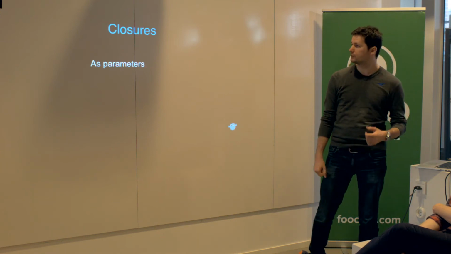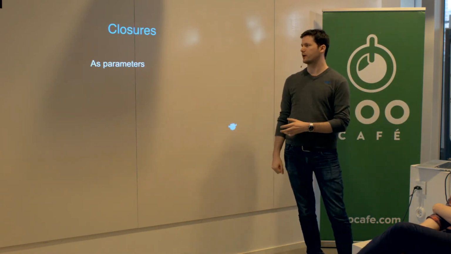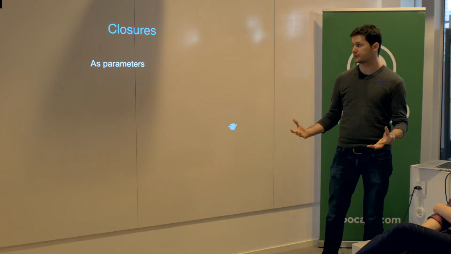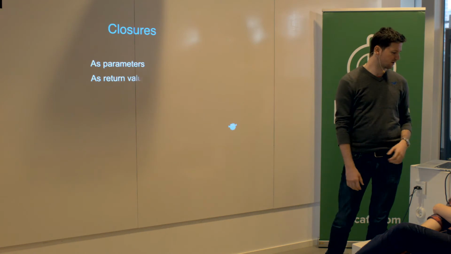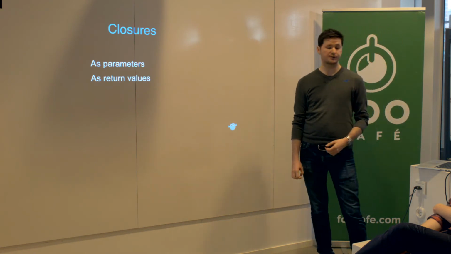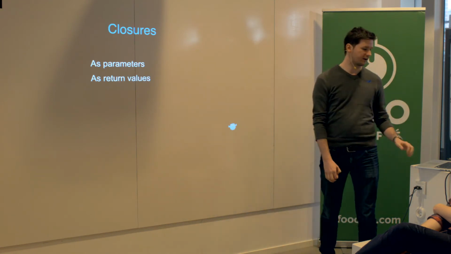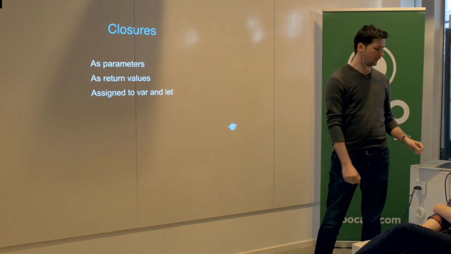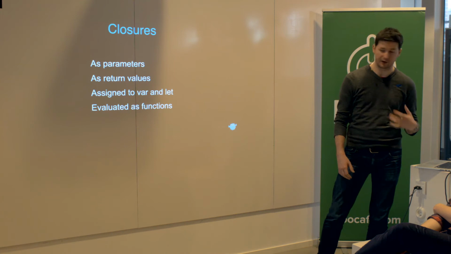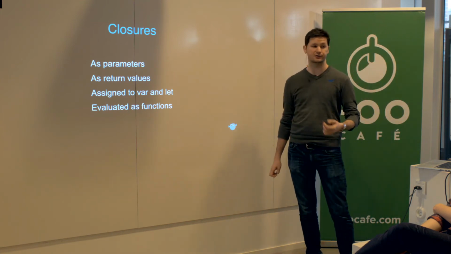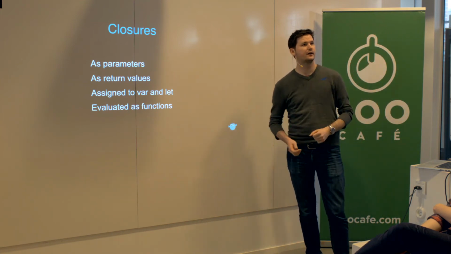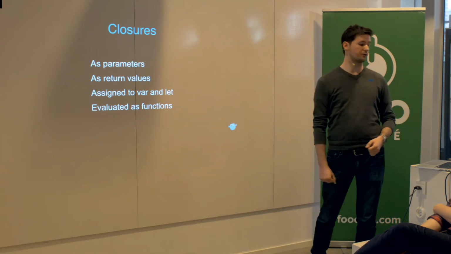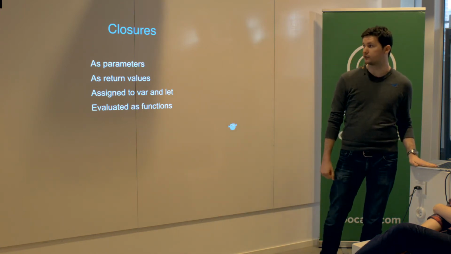So, as I said before, just to summarize the closures a little bit, we can use them as parameters. They are first-class citizens, first-class objects. We can use them as return types, and we can assign them to variables and constants. And if we do, we can just evaluate them just as functions. Just call that variable with a parenthesis at the end, and you'll invoke the closure. Really powerful and really simple.